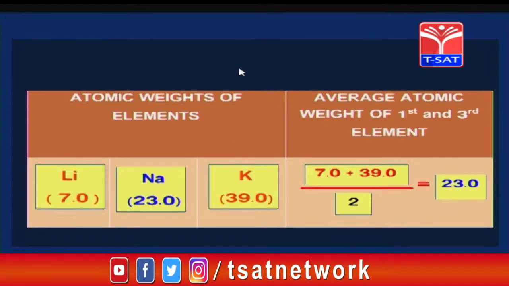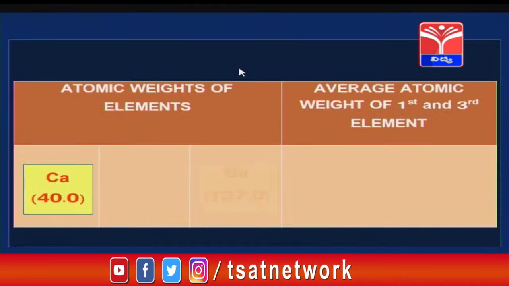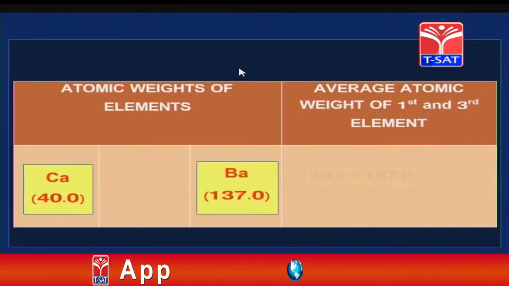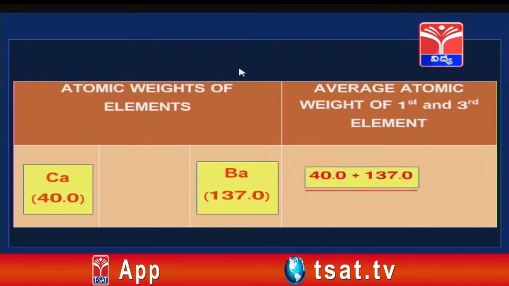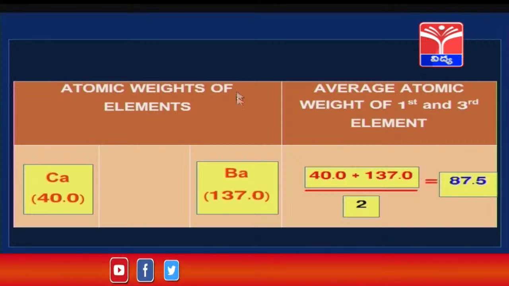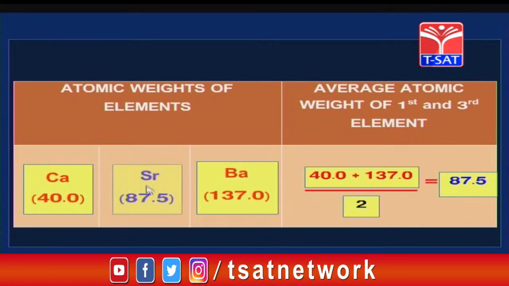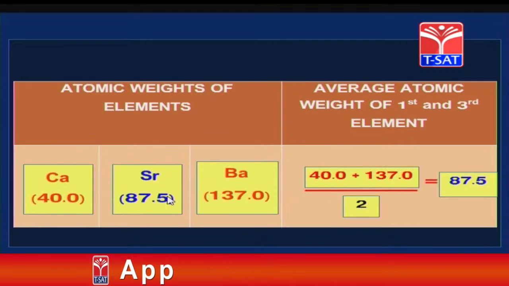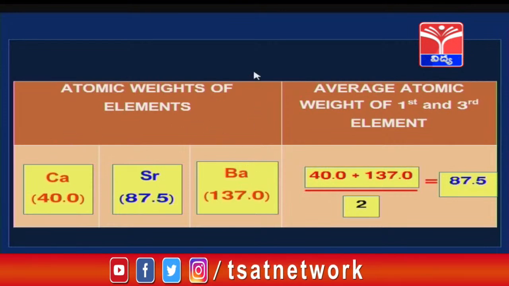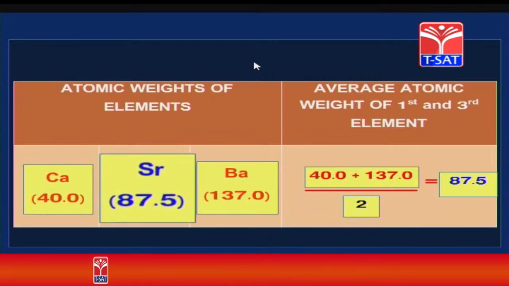Now, we will go for the second Dobereiner triad. Calcium whose atomic weight is 40, barium whose atomic weight is 137, and the sum of their atomic weights, the average value, is here 87.5. Now, let us see the atomic weight of the middle element, that is strontium, is 87.5. That is nothing but Dobereiner's law of triads. The atomic weight of the middle element in a triad is the average of the first element and third element, it is also matching. We will go for the third triad.